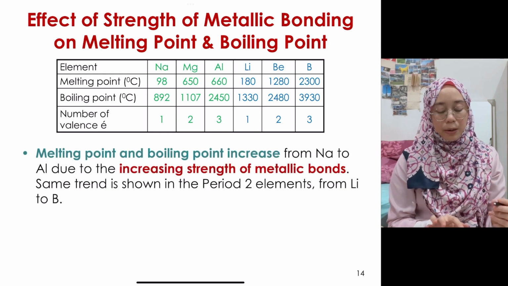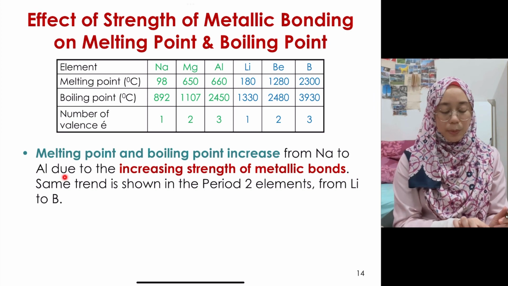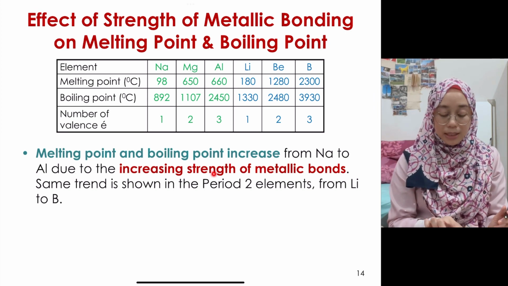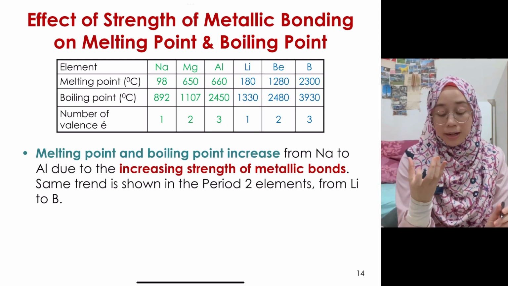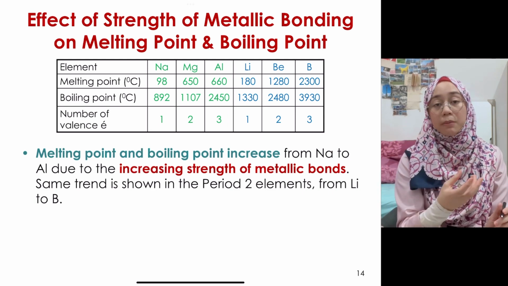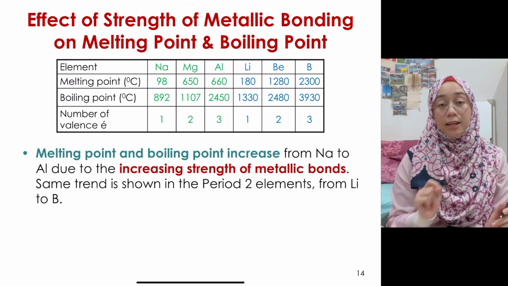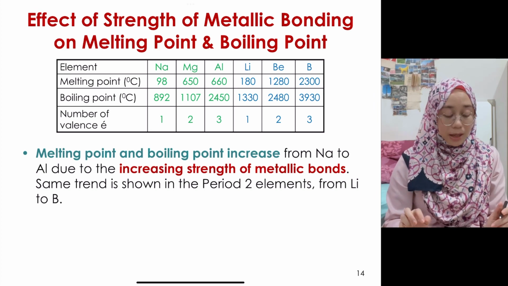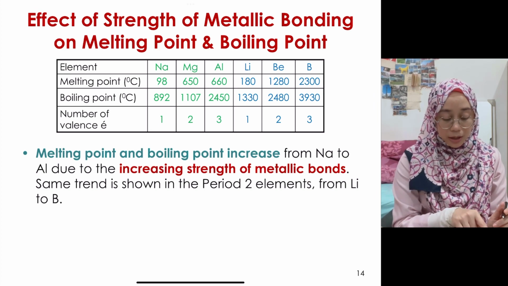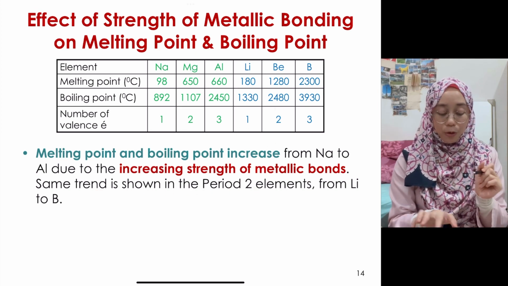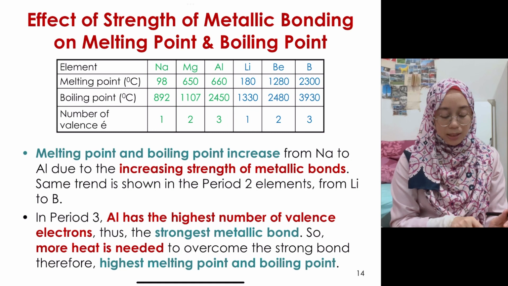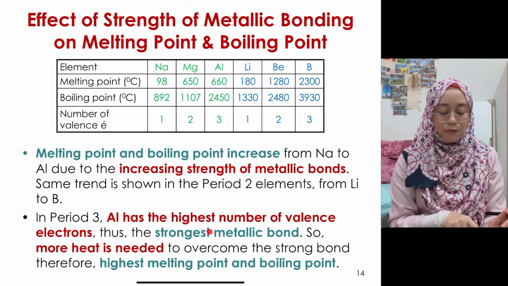So melting point and boiling point that increase from sodium to aluminium, that is due to the increasing strength of metallic bond. Why? Kenapa metallic bond dia makin kuat? Okay, so the reason kenapa metallic bond dia makin kuat itu ada kaitan dengan the number of electron being released. Okay, the same trend is shown in the period 2 elements daripada lithium sampai boron. Okay, so this is because aluminium, it has the highest number of valence electron.